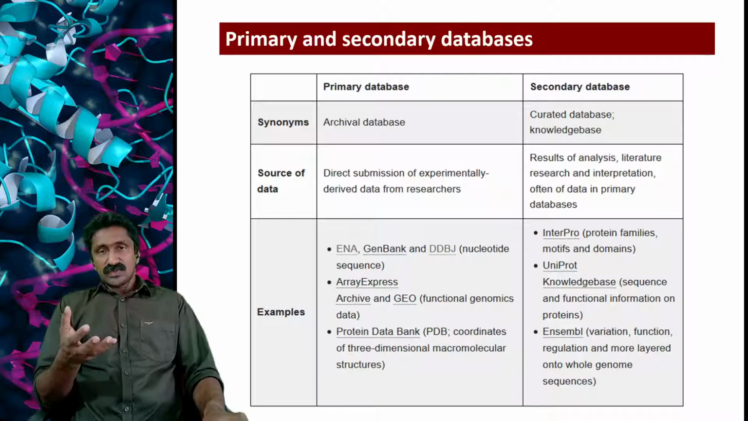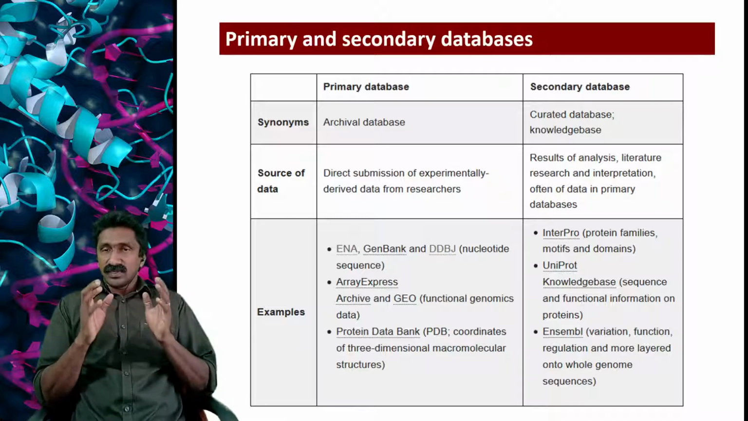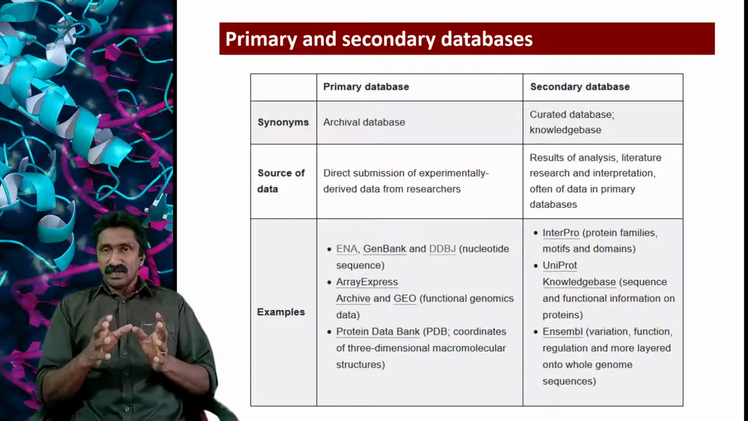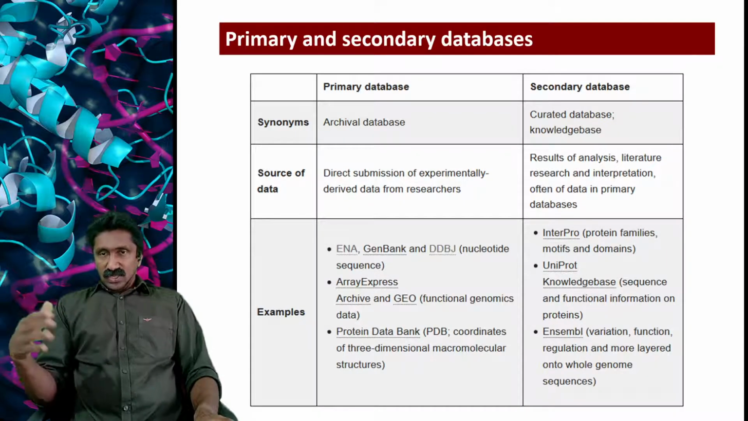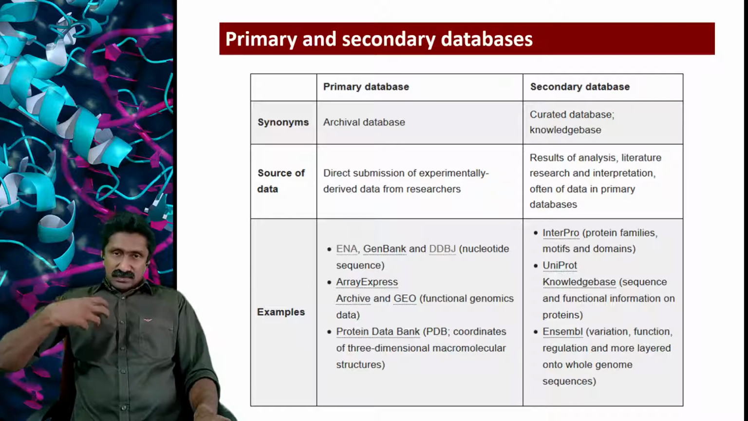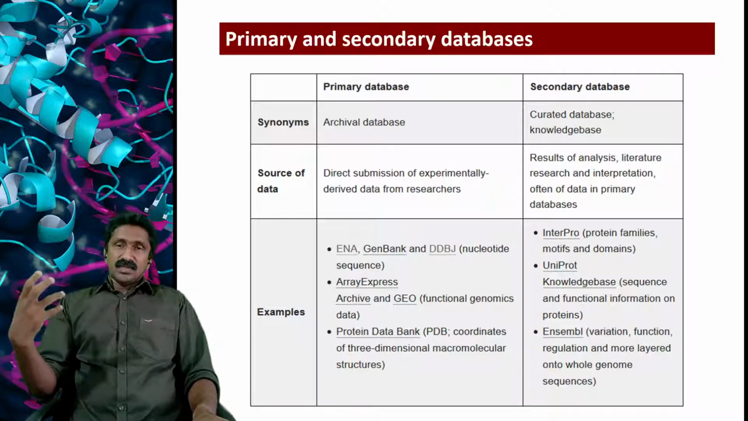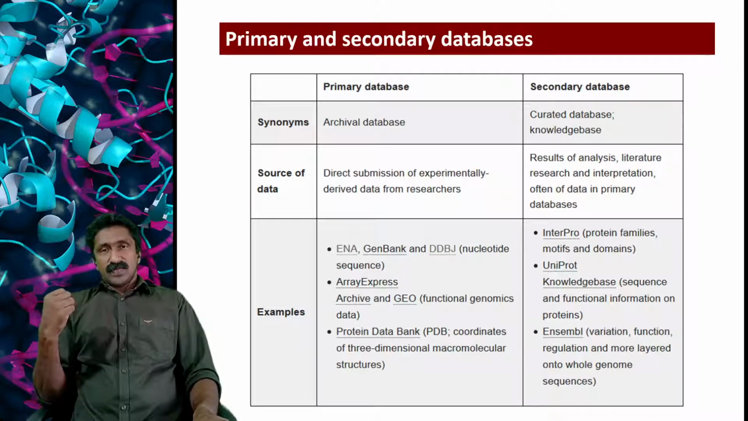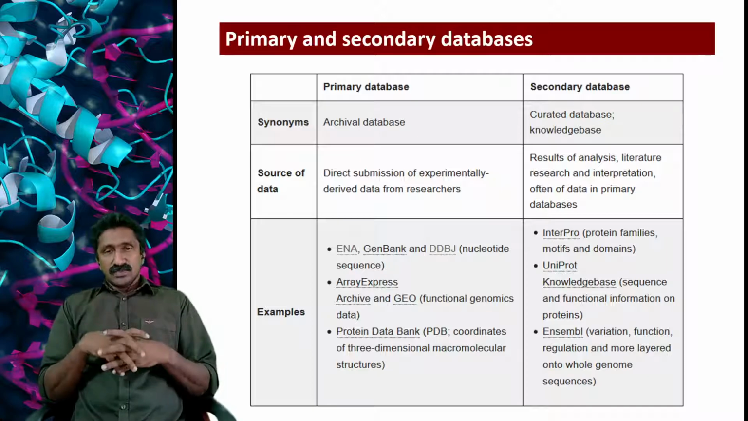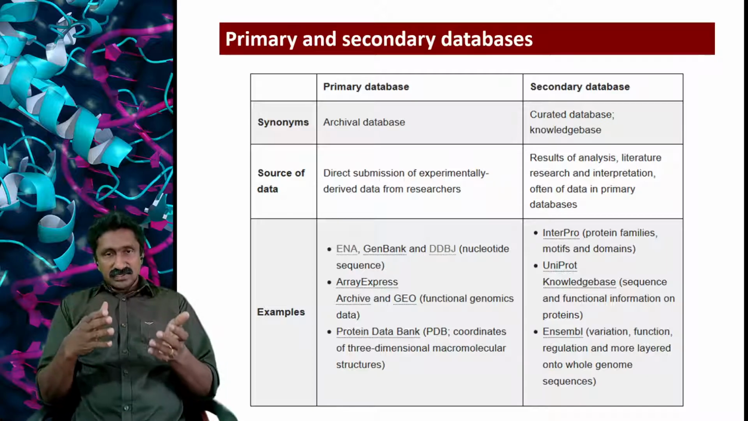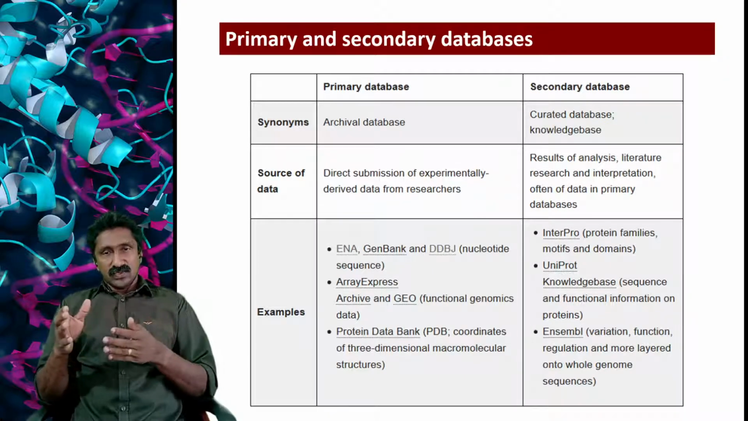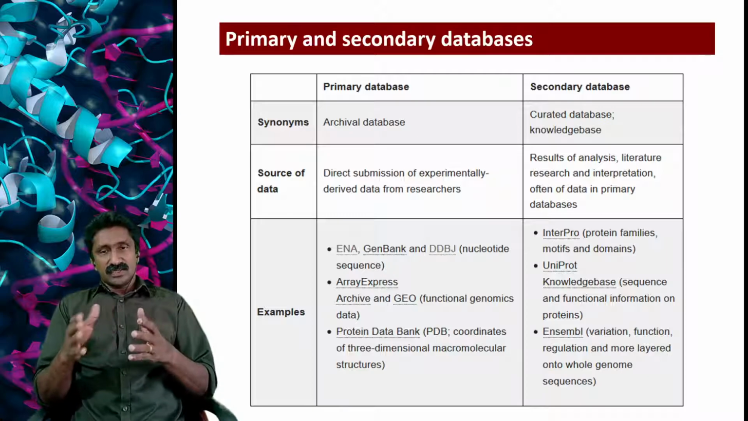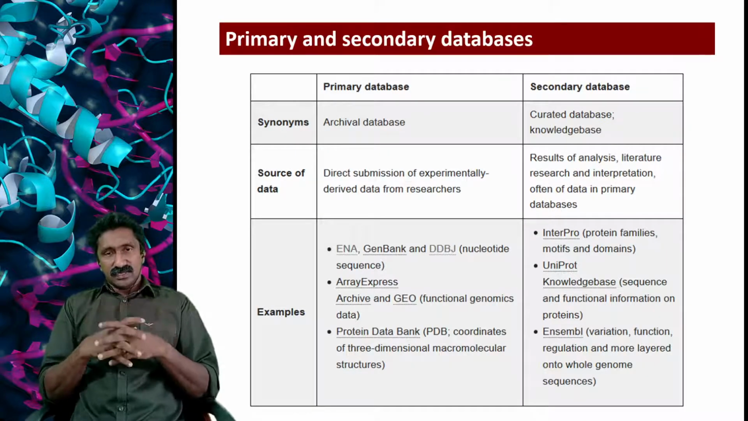Then the source of the data is direct submission of experimentally derived data in the case of primary, whereas results of analysis, literature search, and interpretation of, or further, the data generated from the primary databases are stored in the secondary database. Then there are different examples like DDBJ and GenBank for nucleotide sequences, and ArrayExpress or GEO, where functional genomics data is stored in such types of databases.